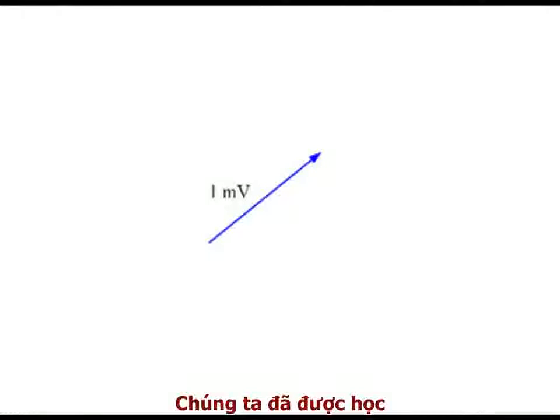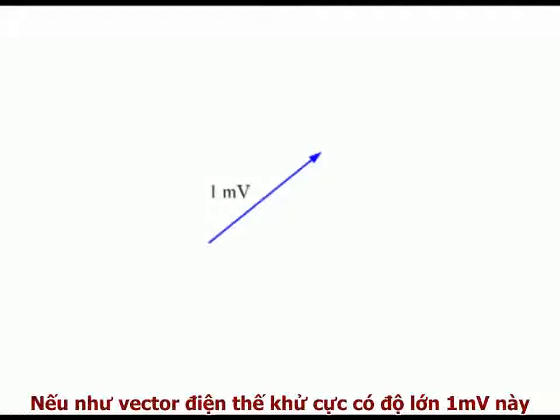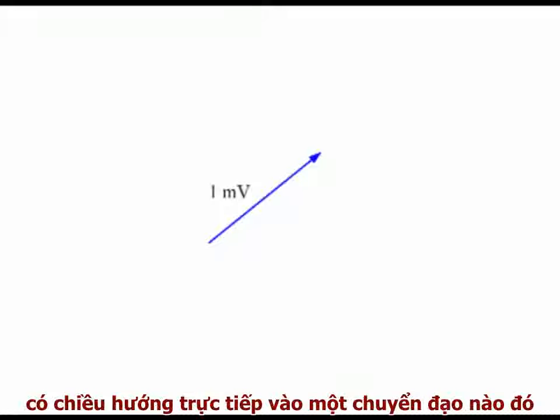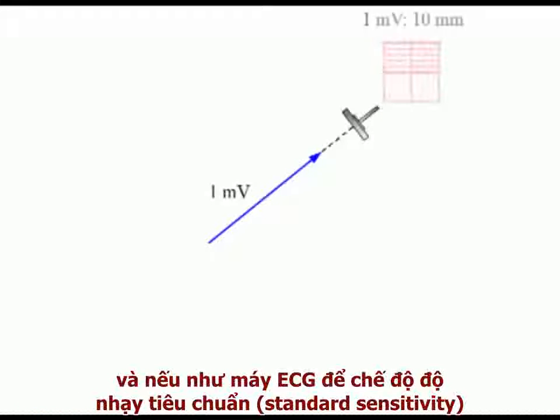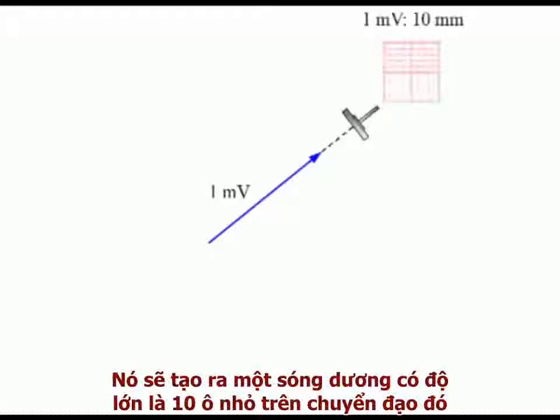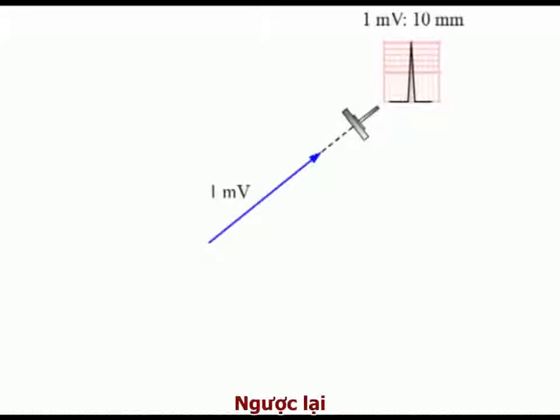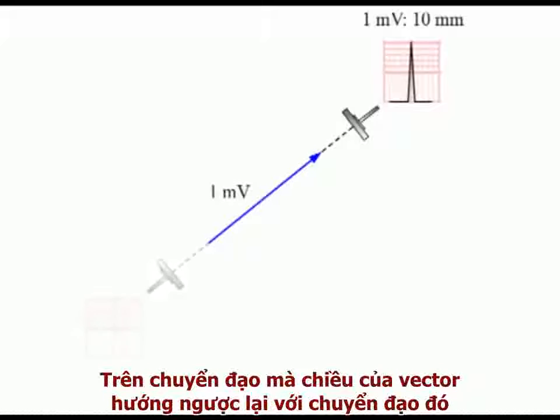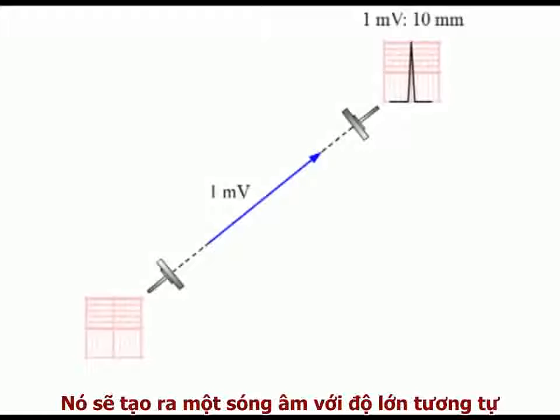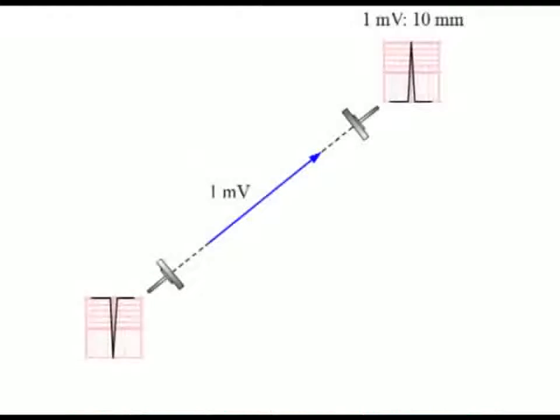We've already seen that if this 1 millivolt depolarizing vector is moving directly towards an ECG lead set at a standard sensitivity, it will produce a positive deflection of 10 small squares on the readout from this lead. In contrast, in a lead positioned such that the vector is heading directly away from its direction, it will produce a negative deflection of the same magnitude.